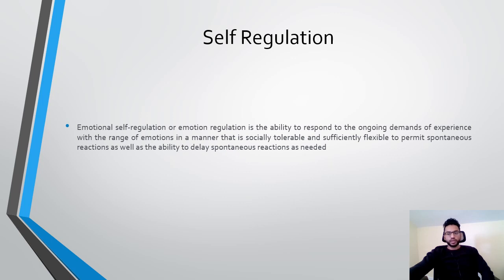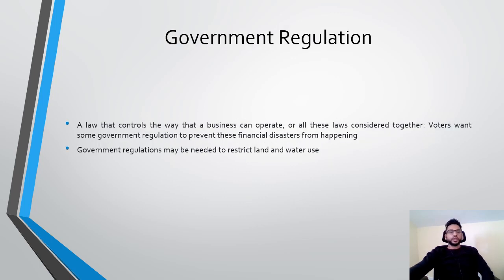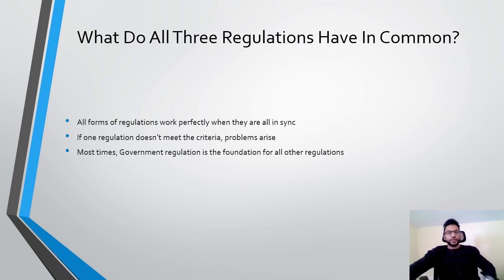Okay, so just self-regulation: how do you behave in society? Government regulations, obviously we know government regulations, may restrict land and water use, or be a law that controls the way a government can operate. Okay, so what do all three regulations have in common? All forms of regulations work perfectly when they're all in sync. If one regulation doesn't meet the criteria, problems arise. Most times, government regulation is the foundation for all of the regulations.